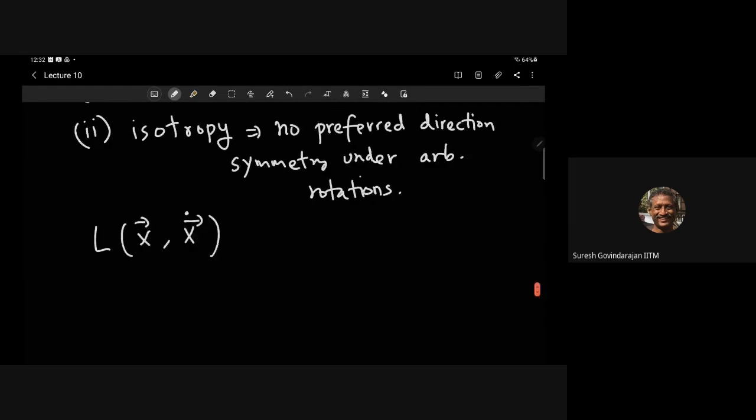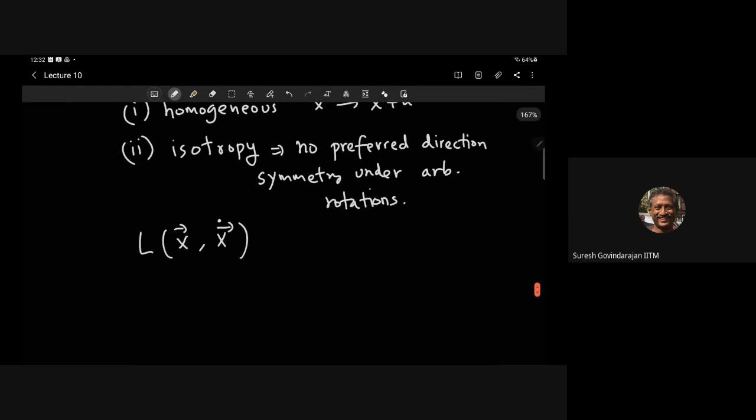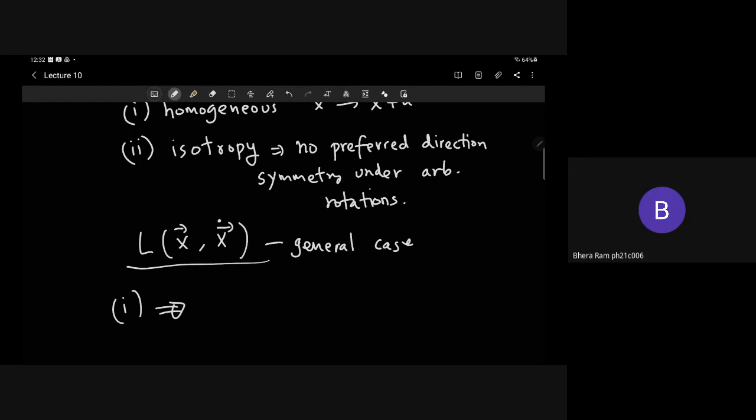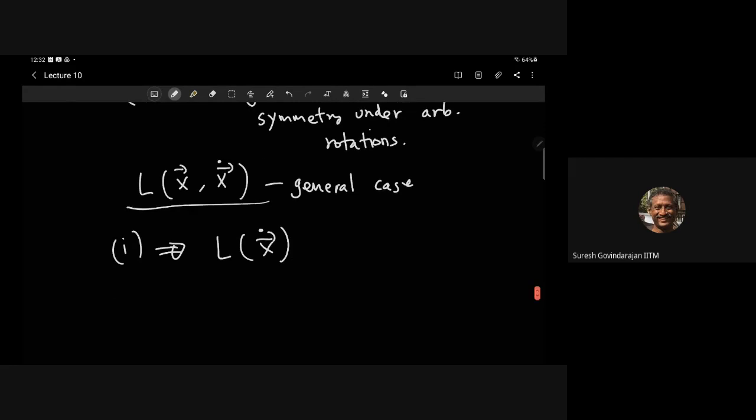First we'll impose one. This is a general case. Now the question to you is, what does one imply? The Lagrangian should be independent of x. So L is a function of x dot. Very good. Now we impose two. What does two imply? Can we say directly that angular momentum is conserved? No angular momentum, nothing. We are just asking what is the Lagrangian in this case. The Lagrangian is independent of phi.